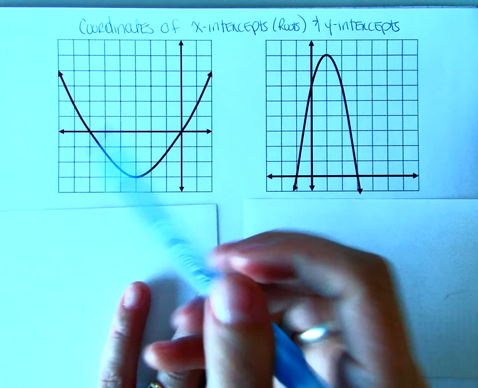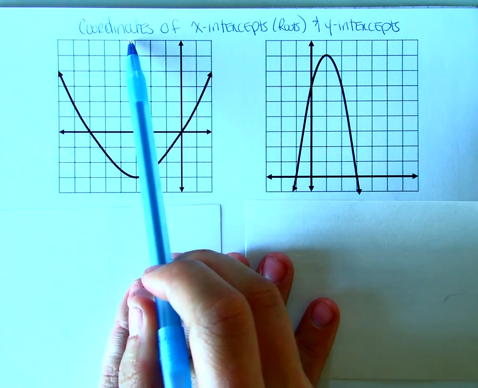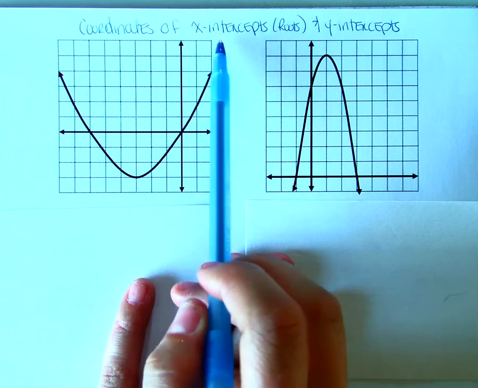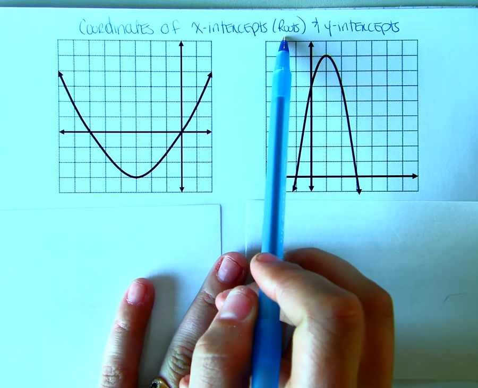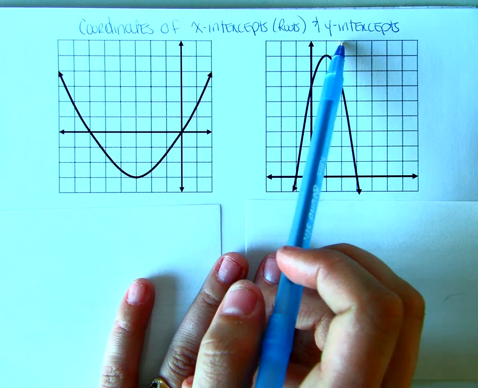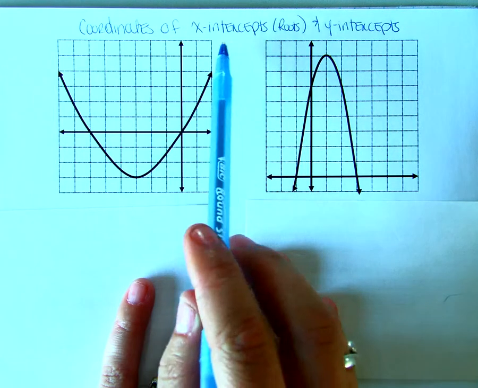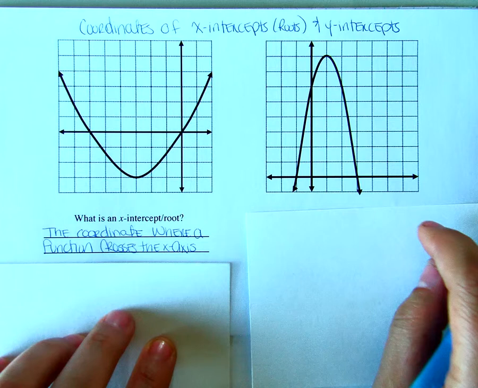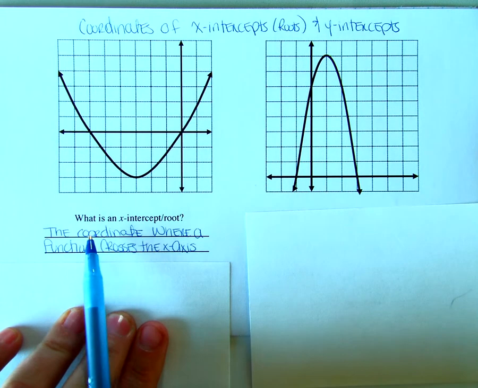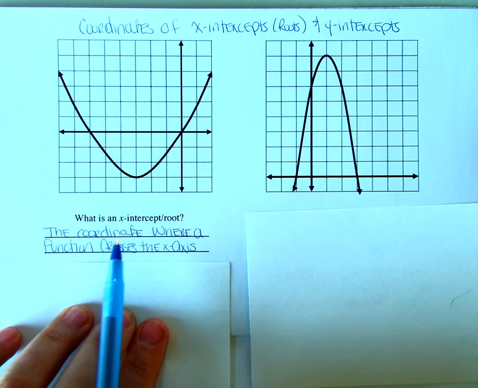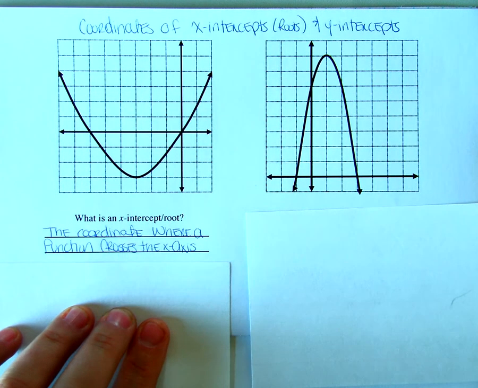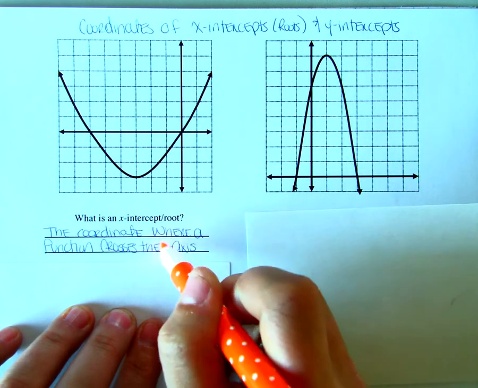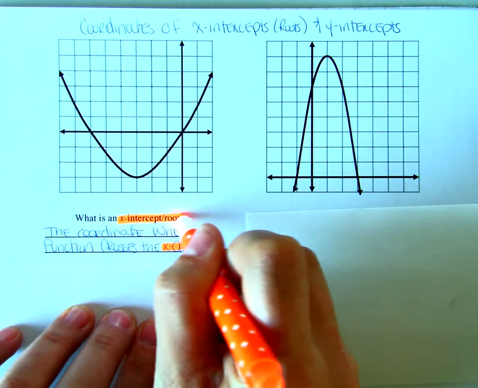Okay, so in this lesson, we are going to be talking about how to solve for the coordinates of x-intercepts, which another word for them are roots, and y-intercepts. So we're going to first start with x-intercepts. So what is an x-intercept? An x-intercept is the coordinate where a function crosses the x-axis. And so I'm going to highlight the word x-axis and x-intercept or root.